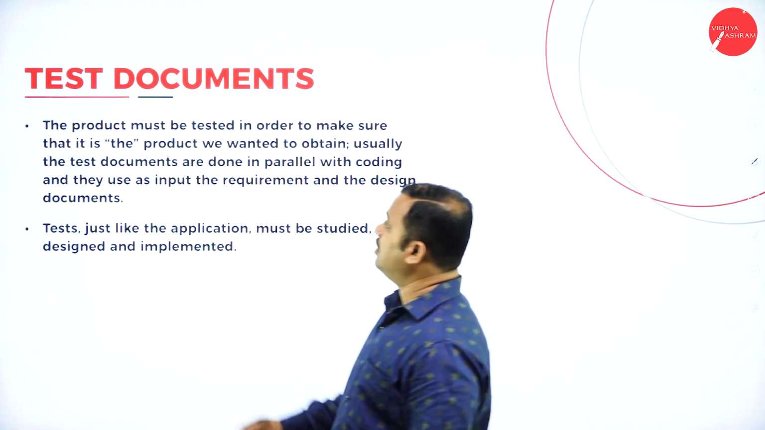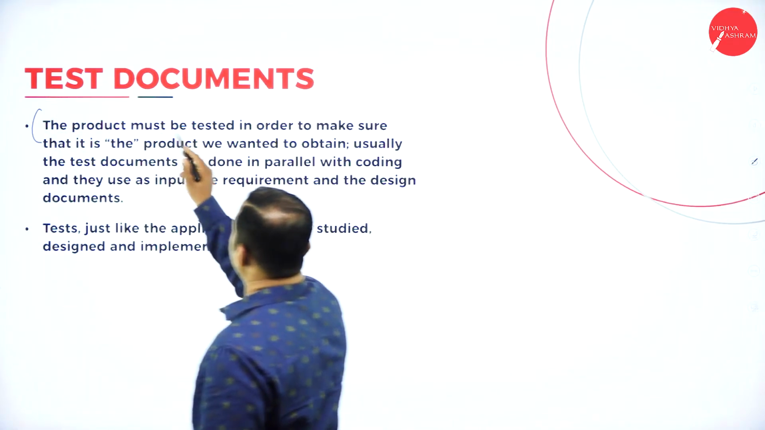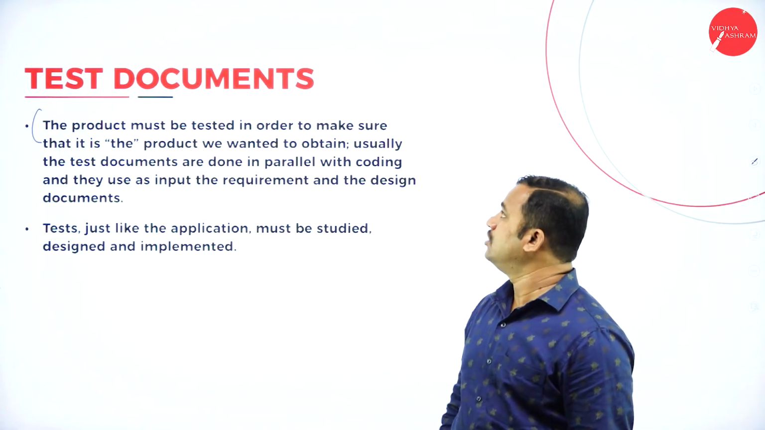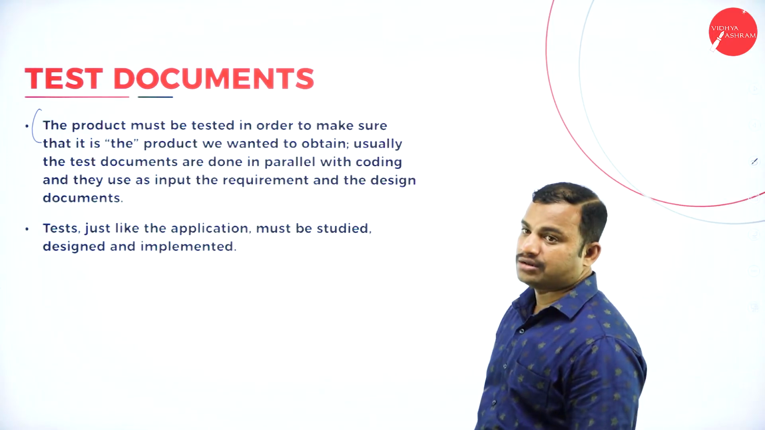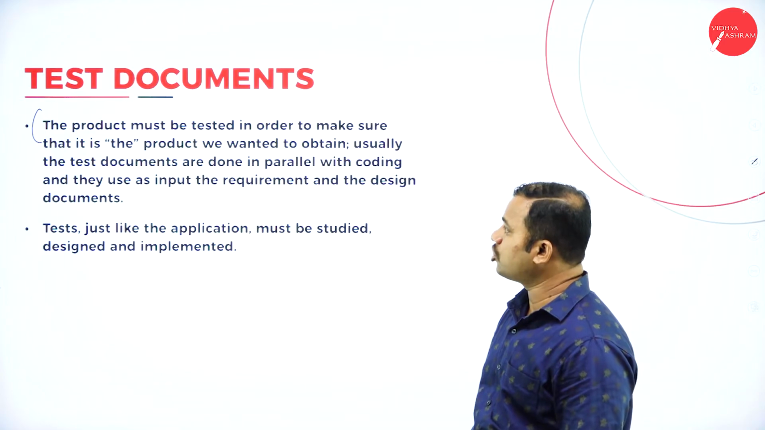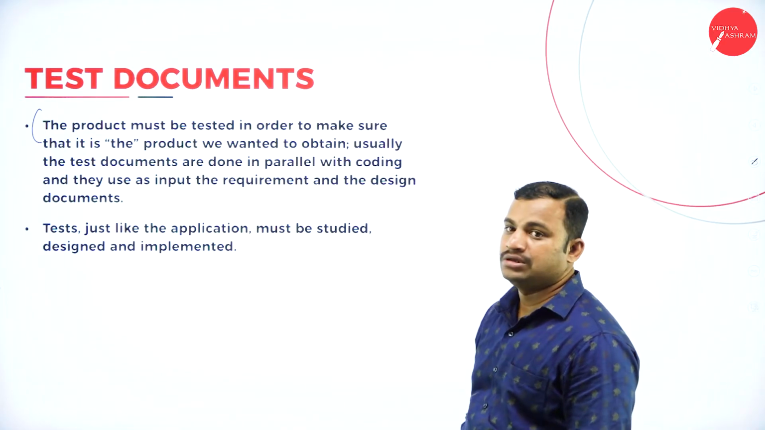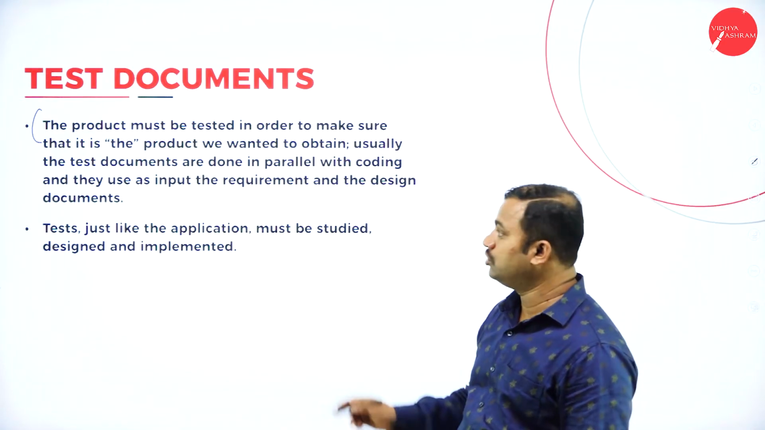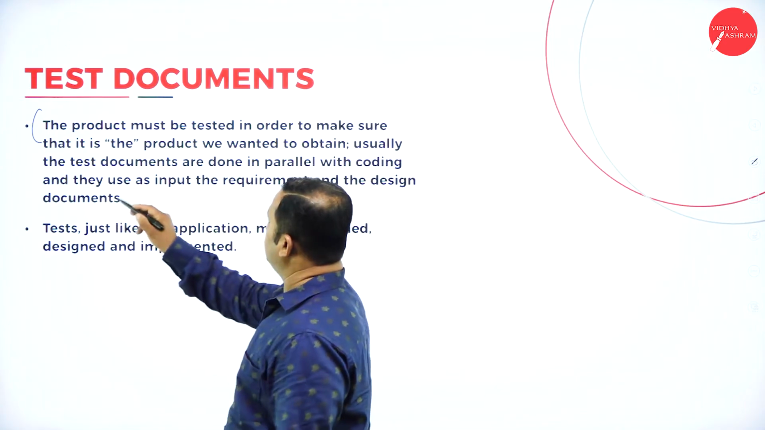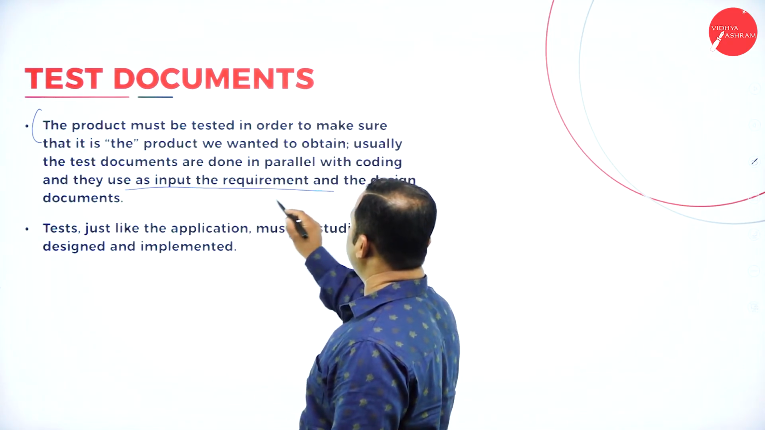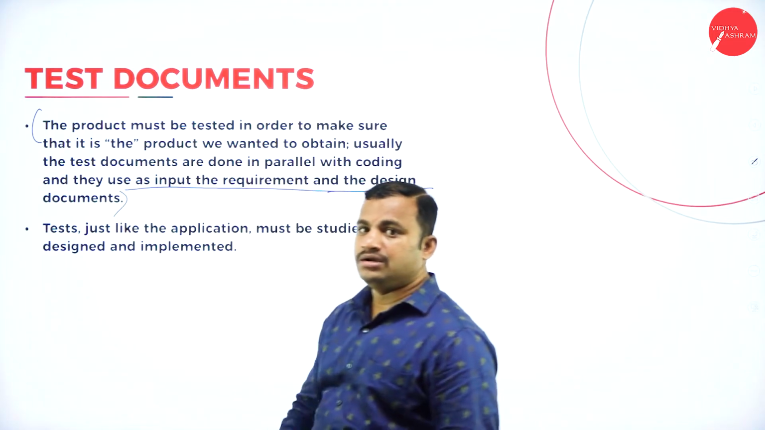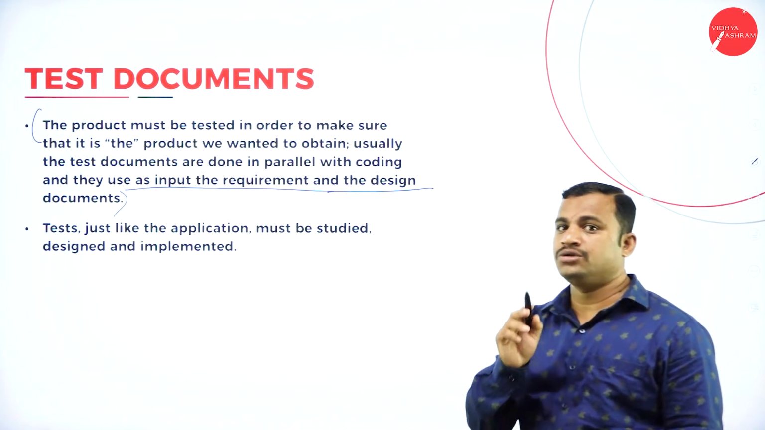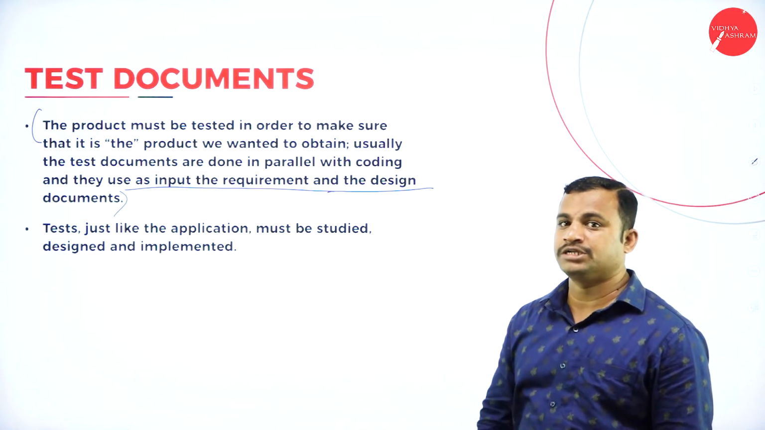Then we have testing documents. The product must be tested in order to make sure that it is the product we wanted to obtain. Usually, the test documents are done in parallel with coding, unit testing with coding, as I told you right now. And they use as input the requirements and the design documents. Requirements and design documents are used as input for the purpose of implementation.